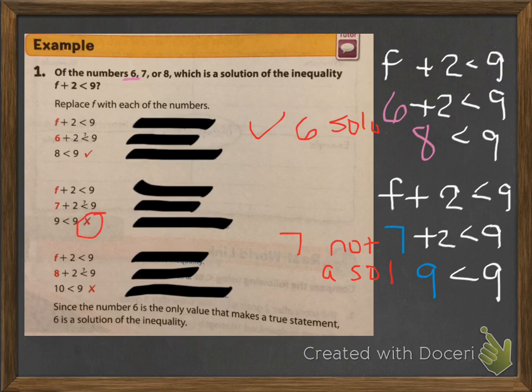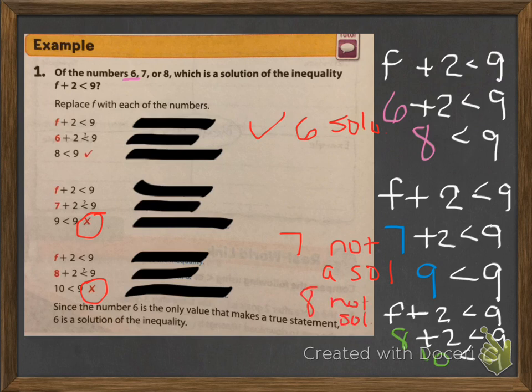And then the last one I'm going to have to squish down here is f plus 2 is less than 9. Then for f, we are going to plug in 8. Everything else stays the same. Plus 2 is less than 9. 8, 9, 10. 10 is less than 9. And that is absolutely incorrect. 10 is not less than 9. So you can see the x right there. So 8 is not a solution.